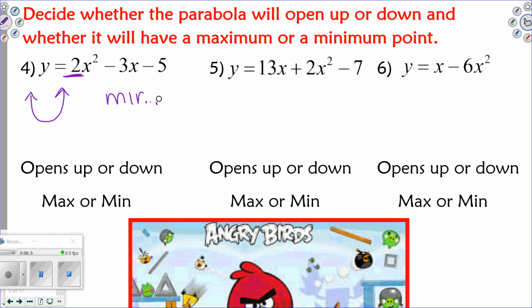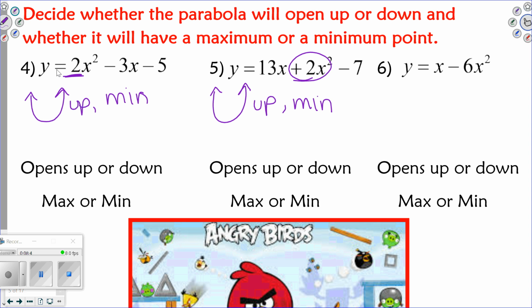Oh, my board does not want to write this morning. We'll go min. I don't have to write as much. Right, so it's going to open up, and it's going to have a minimum value. All right, that vertex is the lowest point on the graph. All right, what about number 5? Good, because what's my A value? My A value is a positive 2, so it's going to open up, right? And will it have a minimum or a maximum point? Minimum, right? That's the lowest point on there.